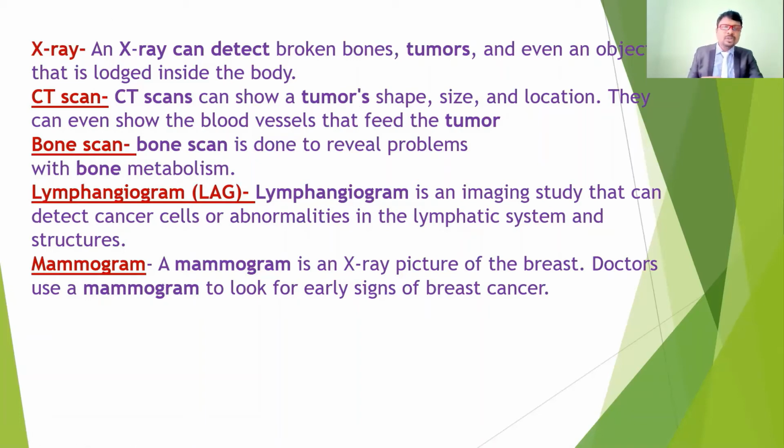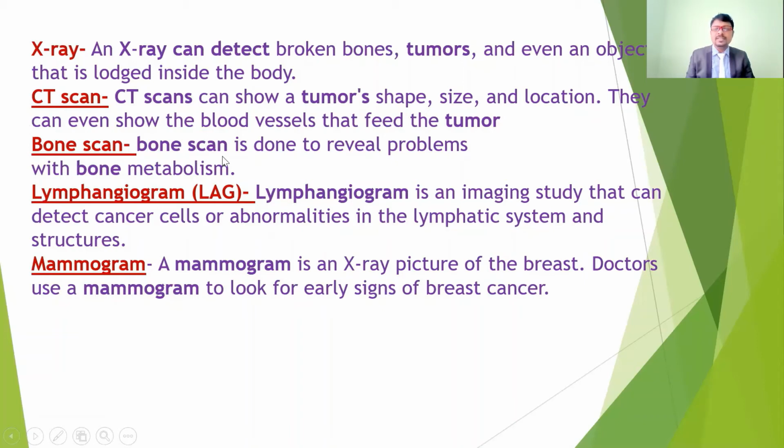A CT scan is helpful if you want to know the tumor's shape, size, and location. If the blood vessels that feed the tumor are involved, we can identify that on a CT scan too. It cannot be detected on X-rays, but soft tissue structures can be identified on the CT scan. Another transmission diagnostic procedure is the bone scan.